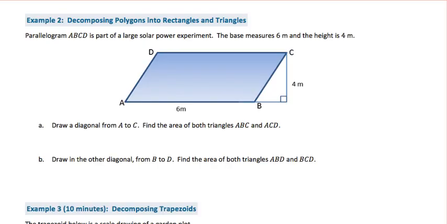In example 2, we are decomposing polygons into rectangles and triangles. Now you recall that we found the area of parallelograms before, so we know that the formula for area of a parallelogram is base times height, and of course the height has to be drawn perpendicular to the base. They're asking us to draw a diagonal from A to C and find the area of both triangles ABC and ACD, and then draw in the other diagonal from B to D and find the area of both triangles ABD and BCD.